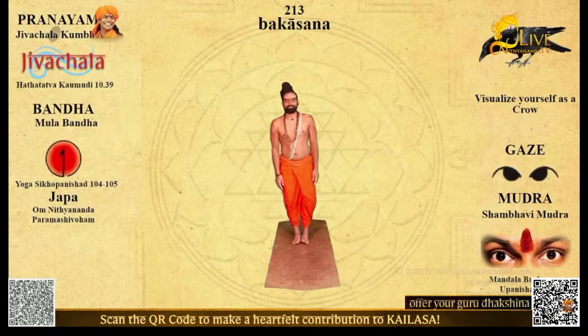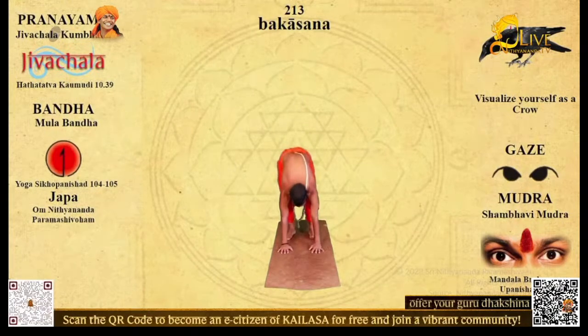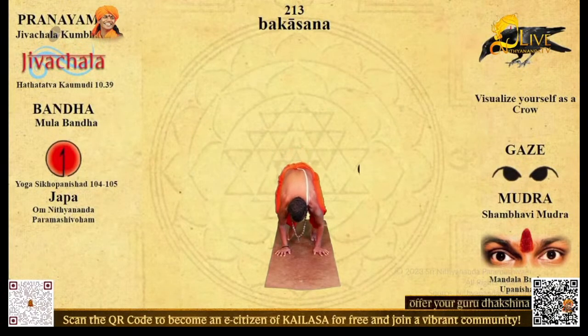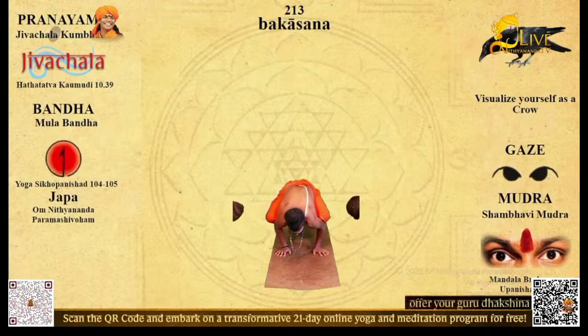The next asana is Bakasana. Now place your hands on the mat with the fingers wide. Place your knees on the back of your arms and lean forward, find balance, lift your feet off the ground and balance as you visualize yourself as a crow.